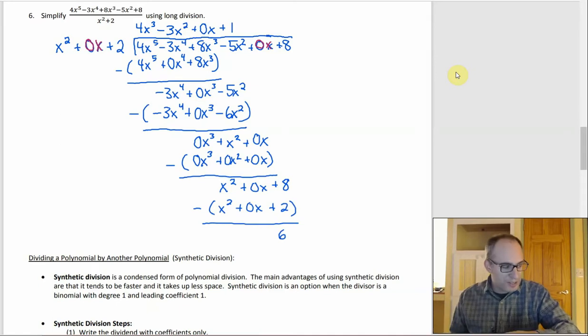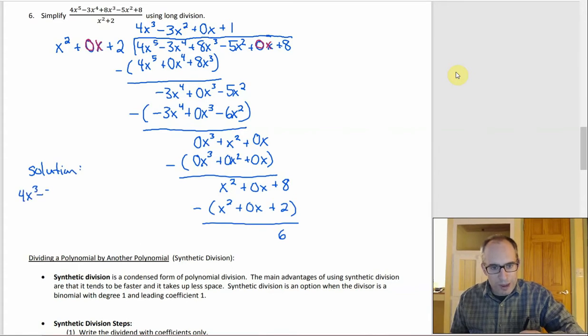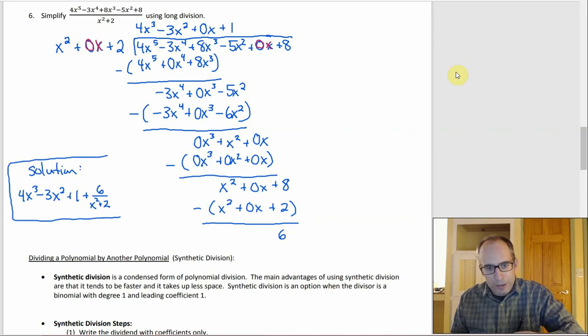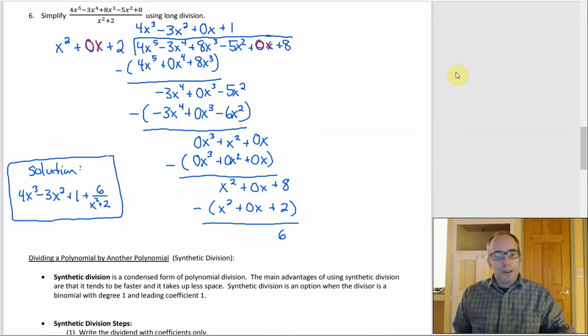So then, let's see what we're going to get for our solution. I'm going to write it over here. It would be 4x cubed minus 3x squared. You don't really need to write in the 0x, so I'm just going to write in a plus 1. And then plus, for the remainder, 6 over x squared plus 2. Like that. And that should take care of that one.